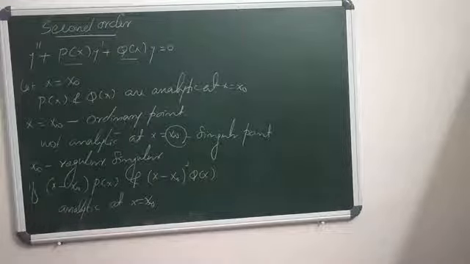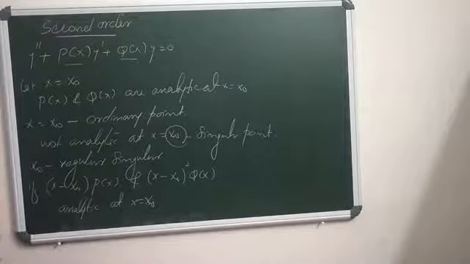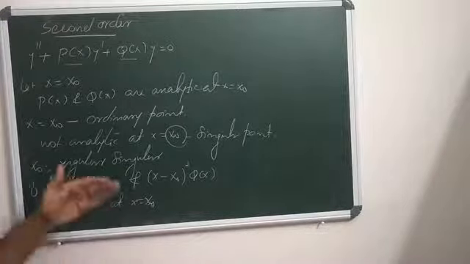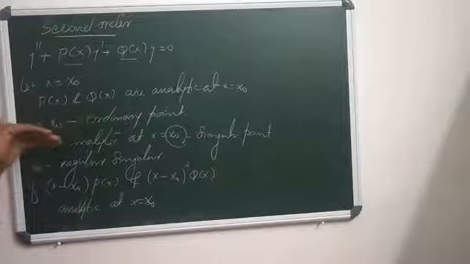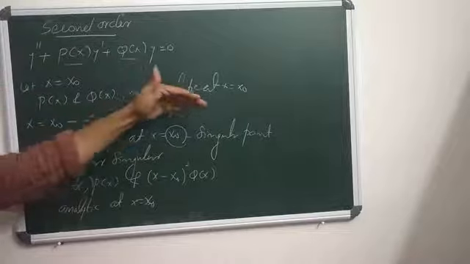So, in the starting session, we said that the behavior of x naught heavily depends upon the behavior of p of x and q of x. So this is the explanation. That means x naught is a singular point if any one of p of x and q of x fails to be analytic.